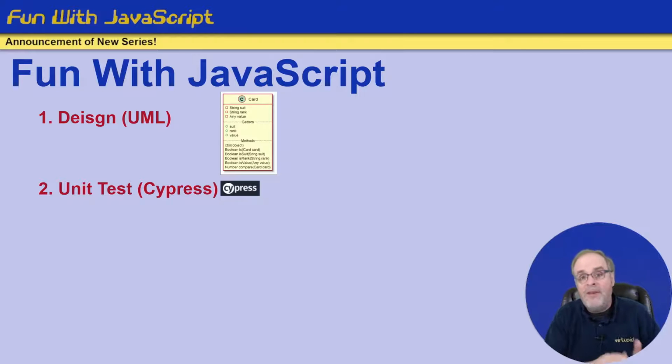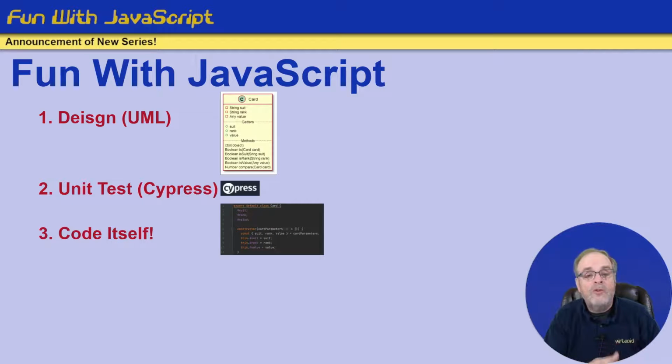And the third part will be the actual writing of the code. And of course, we will write the code so that it will pass all the unit tests. Once it has passed the unit tests, then we will have a fully functional project at that point with the 3 videos: the design video, the unit test video, and the code video. So that will cover the very basics of a particular project within Fun with JavaScript.